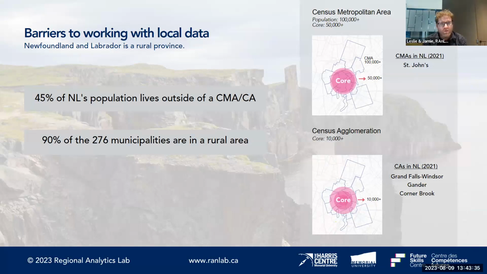Now, barriers to working with local data. So this is a little bit of a transition. A lot of the reason why we took this approach with these towns across the province is because Newfoundland and Labrador is, from a data perspective, from a classification perspective, in a lot of ways a rural province. So 45% of the population lives outside of CMAs and CAs. So 55% lives inside of our one CMA and our few CAs. But when you're looking from a political decision-making perspective, 90% of the 276 municipalities are in those rural areas scattered all over the province of Newfoundland and Labrador.